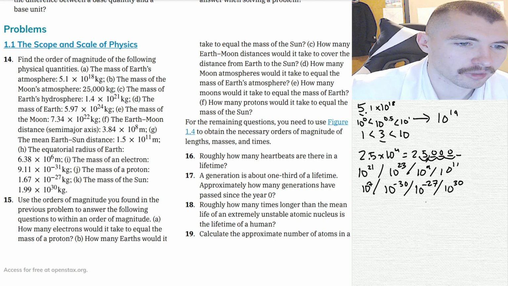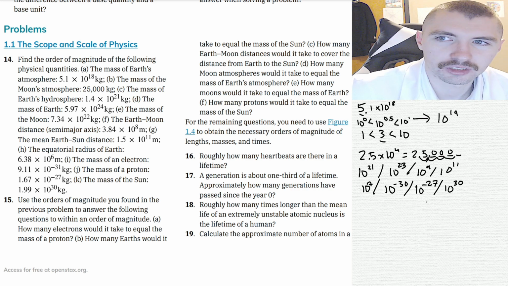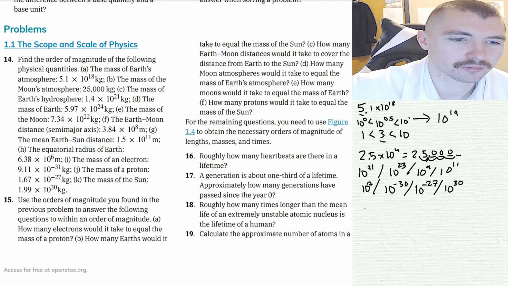Alright, using the order of magnitude found in the previous answers, answer the following. How many electrons would it take to equal the mass of a proton? Basically, how many electrons are in a proton?